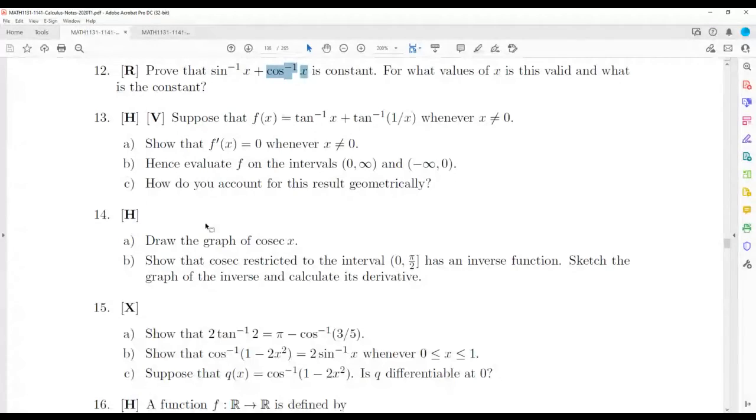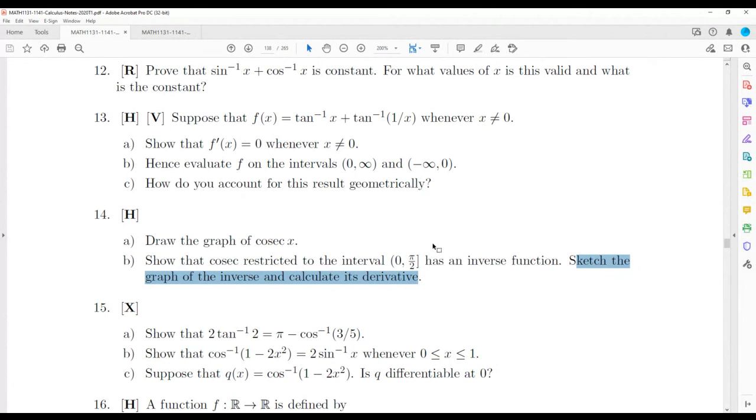So let me go back and just show everyone. Here's one that I've created earlier. I've got a solution for this already. So, draw the graph of cosec x. Show that cosec x restricted to this interval has an inverse function. Sketch the graph of the inverse and calculate its derivative.